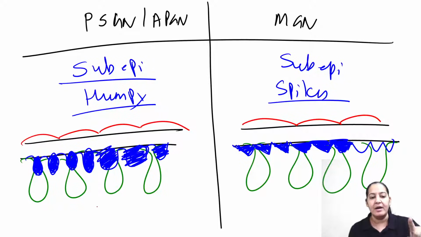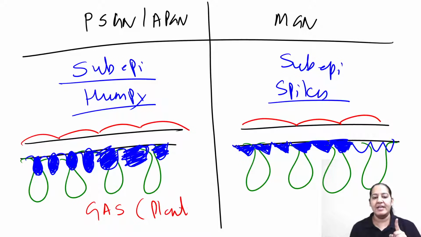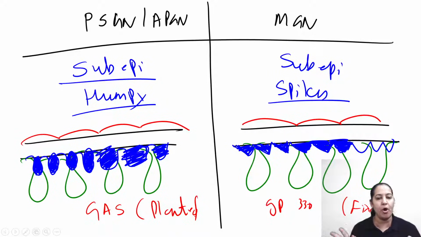Here the bacteria, group A beta streptococcus bacteria, that is the planted antigen, and here the antigen is GP330, which is a fixed antigen. So these are the differences between them. Everyone give me a thumbs up. Have you got it? Shall I proceed ahead?